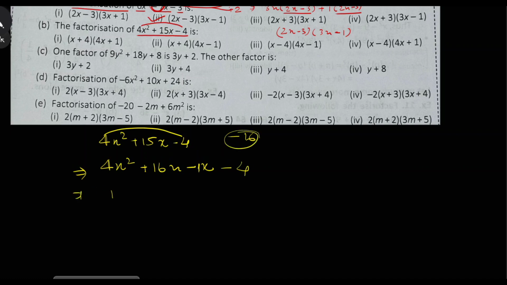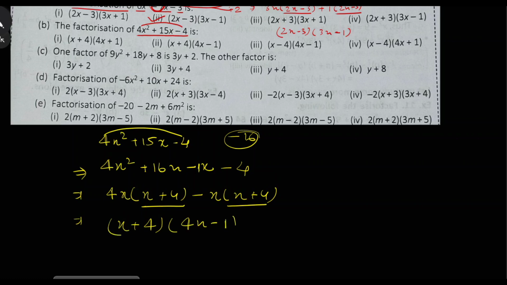So now further solving, taking 4x as a common, x plus 4, and taking minus x as a common, x plus 4. This is common here, so you are left with x plus 4, 4x minus 1. So let us see which option is correct. x plus 4, 4x plus 1, no. Yeah, the second one, x plus 4 and 4x minus 1. Thus this second one is the correct answer.